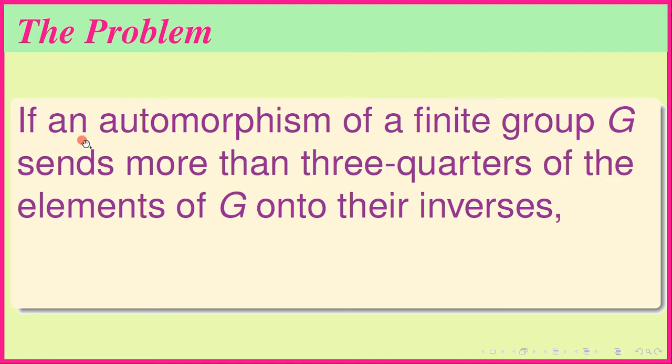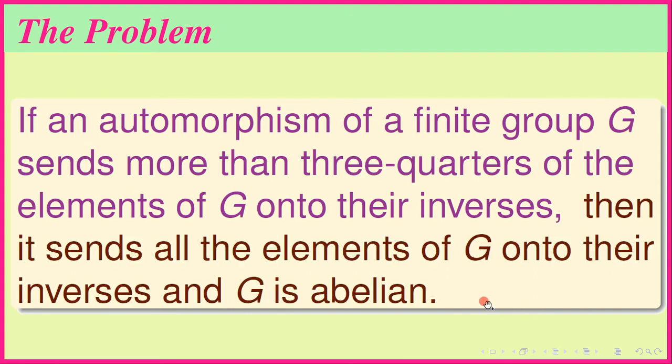If an automorphism of a finite group G sends more than 3/4 of the elements of G onto their inverses, then it sends all the elements of G onto their inverses and G is abelian. That means if an automorphism sends more than 3/4 of the elements of G onto their inverses, then it sends every element of G onto its inverse and G becomes abelian.